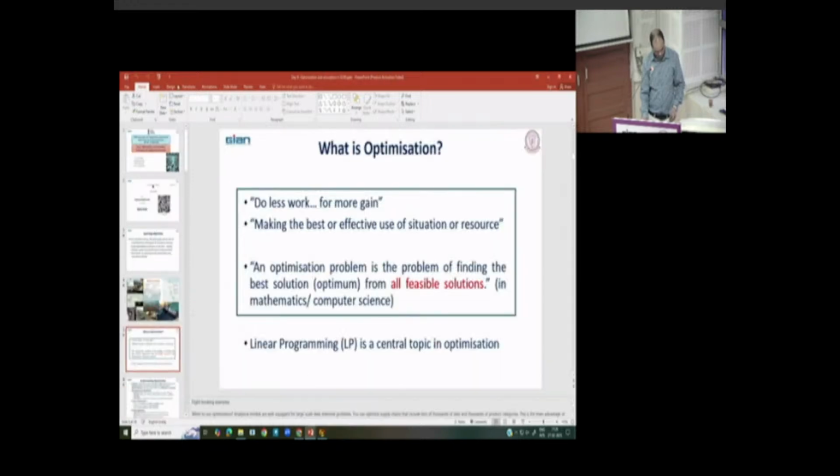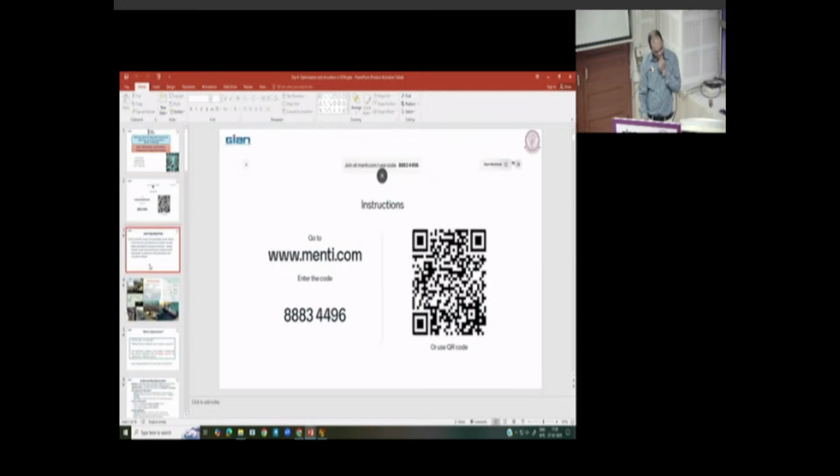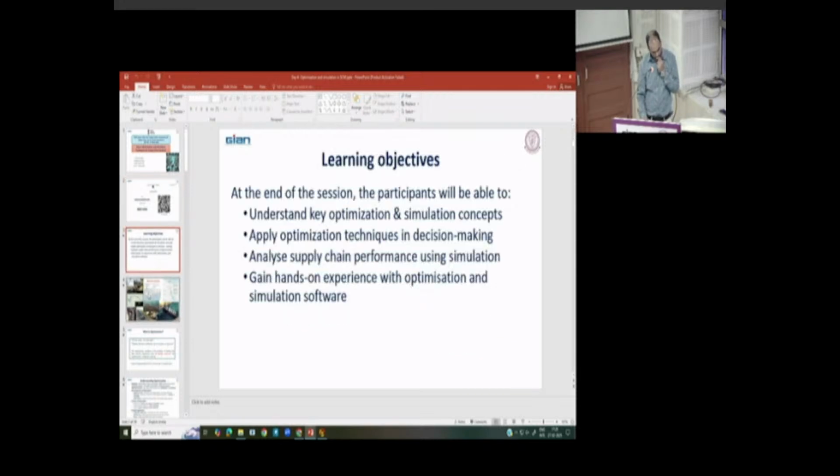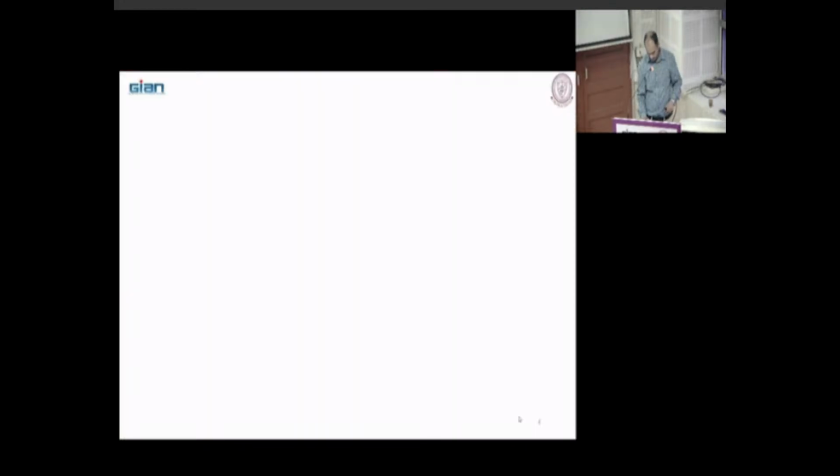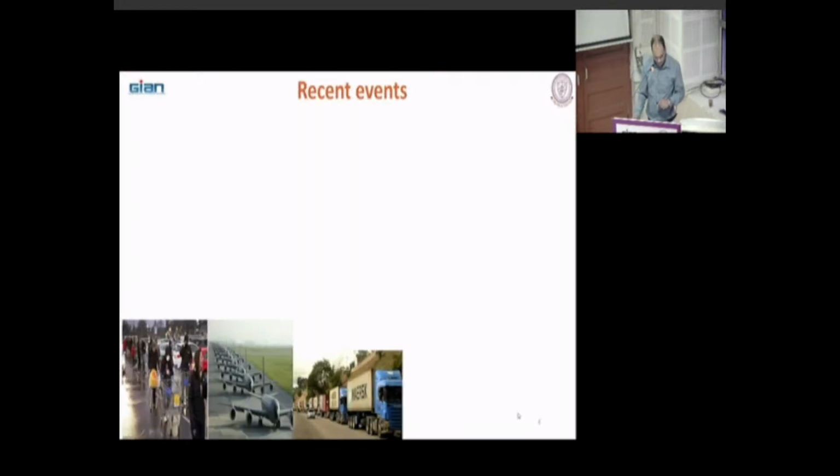So I have got a couple of slides here related to optimization and simulation. So tell me some of these recent events. Look at these pictures. When did you see these kinds of pictures? How are they related? Which recent events?